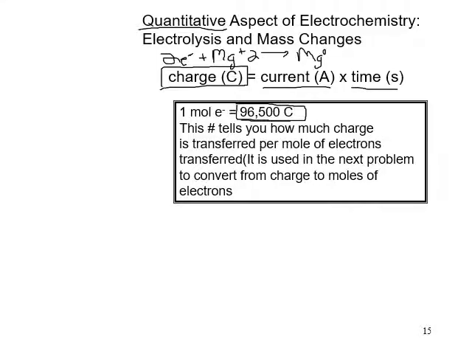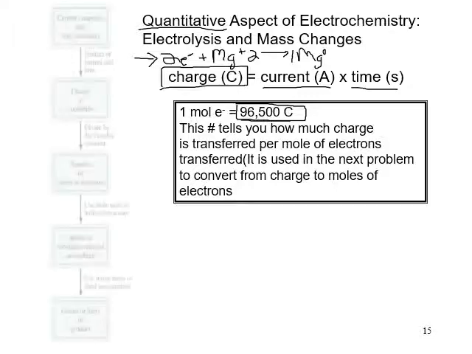Now, if you look at my example here, that means I would have created a half a mole of magnesium. So I would have to do this for twice as long to get 2 moles of electrons, to get 1 mole of magnesium metal at that electrode. So that tells you how much charge is transferred per mole, and it's used in the next problem. So let's continue to look here.